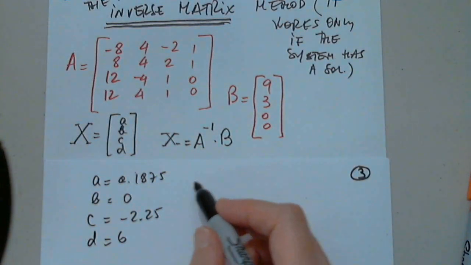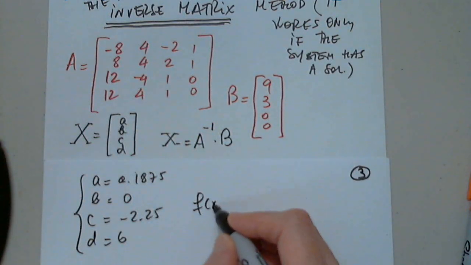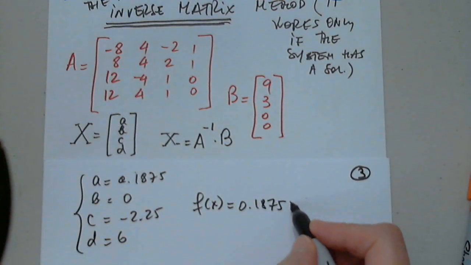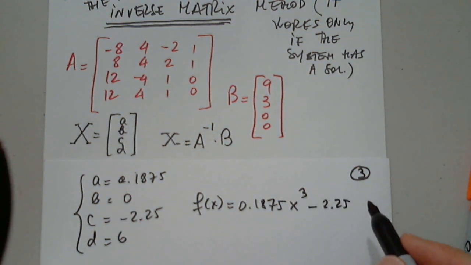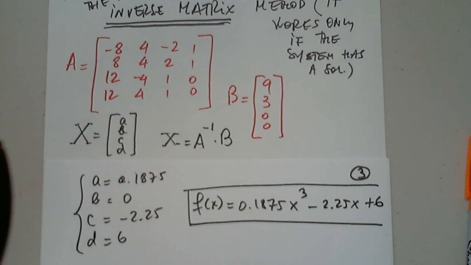So then these are our coefficients. And then f of x can be written as 0.1875x to the third. B is 0, so then minus 2.25x and plus 6. And this is your function that fulfills the given conditions. Very good question. I hope this helps. It was a good review of algebra.